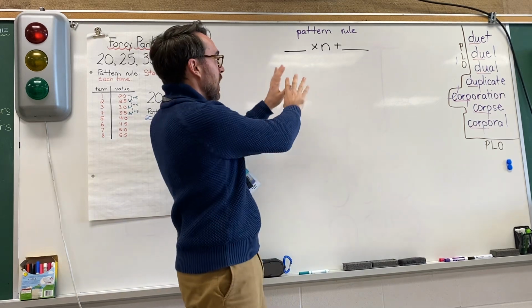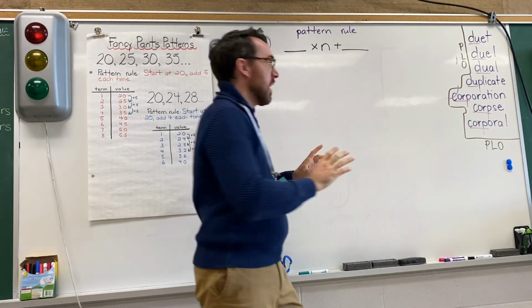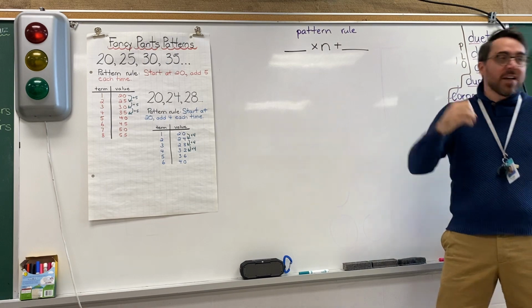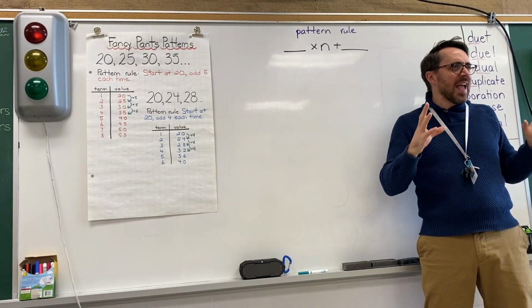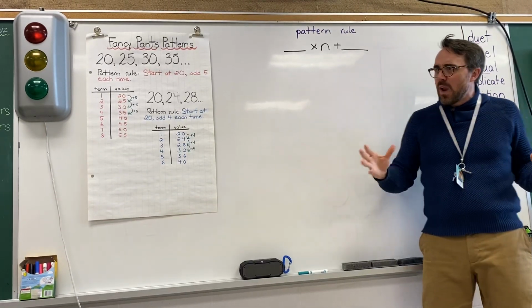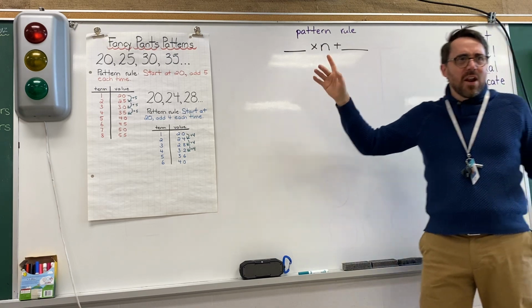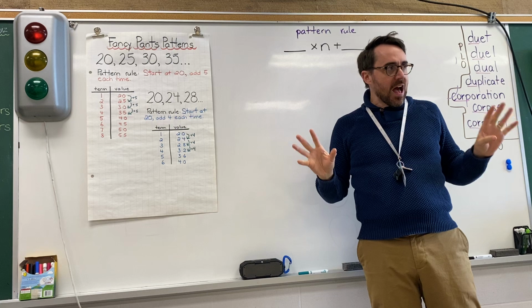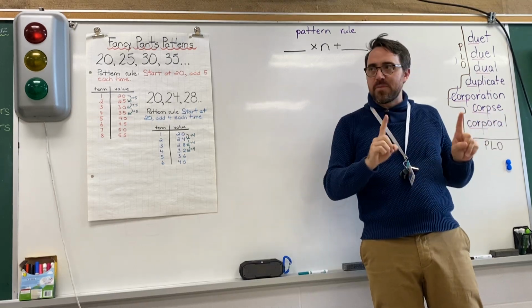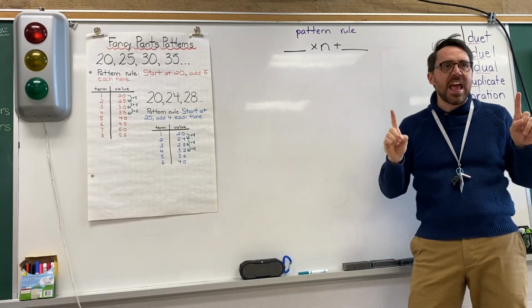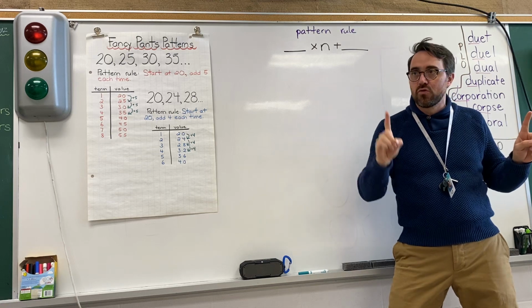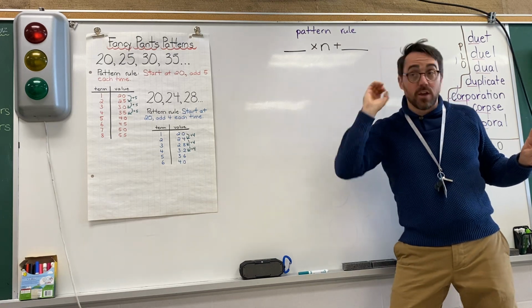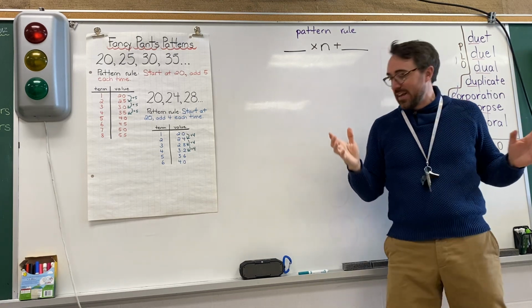So here's our kind of formula, okay? It's something times n plus something. What does n mean? When I put an n there, I don't mean the letter n. That letter, using the magic of algebra, stands for something else. What does the n mean? Drew? Variable. It is a variable.